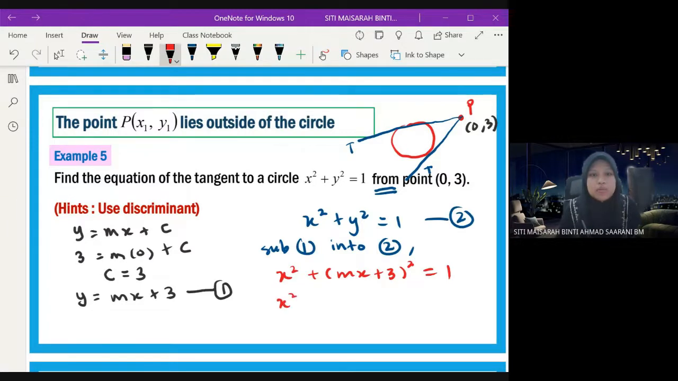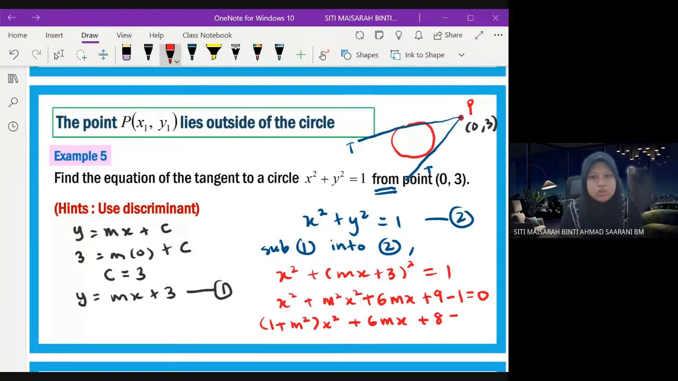So x square plus m square x square plus 6mx plus 9 minus 1 is equal to 0. Okay, so then kat sini (1 plus m square) x square plus 6mx plus 8 equals to 0. Ini kita punya kuadratik kita lah. Kuadratik. So ini A dia, ini B dia, ini C dia.